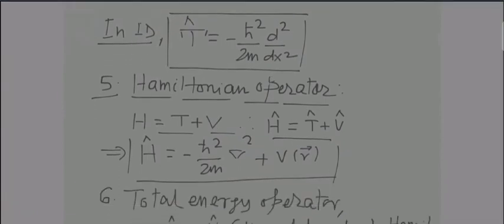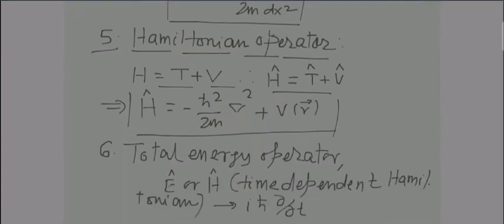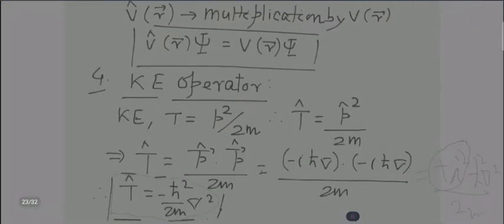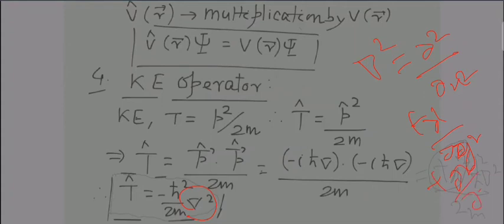And in one dimension, what will this become? I had already told you this. Del square is equivalent to del 2 by del x square plus del 2 by del y square plus del 2 by del z square. So it is basically your Laplacian.